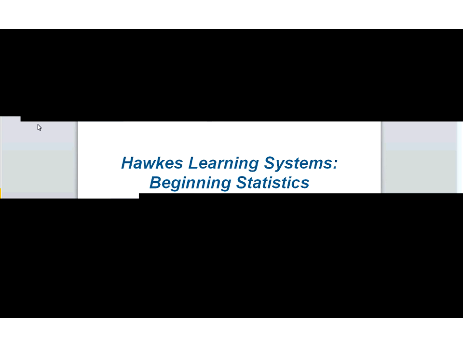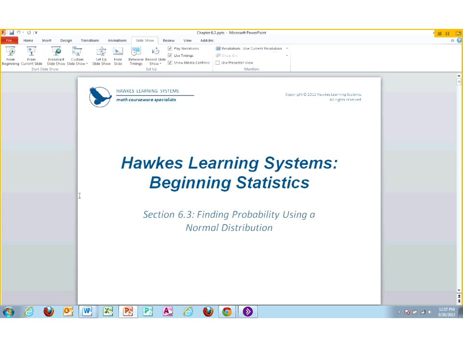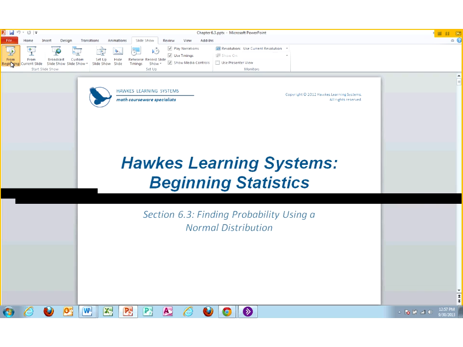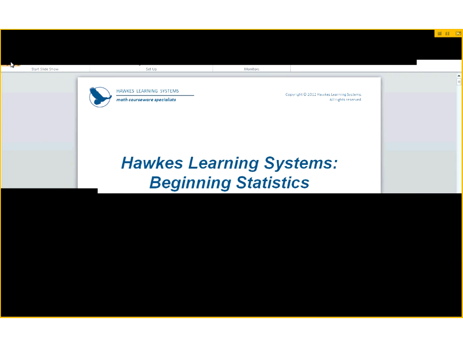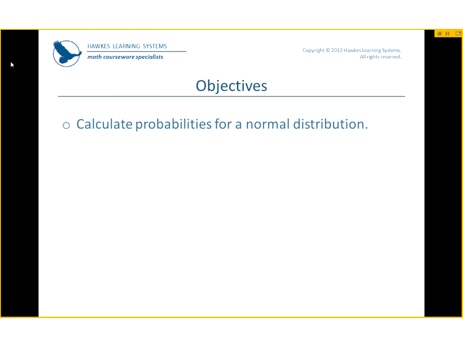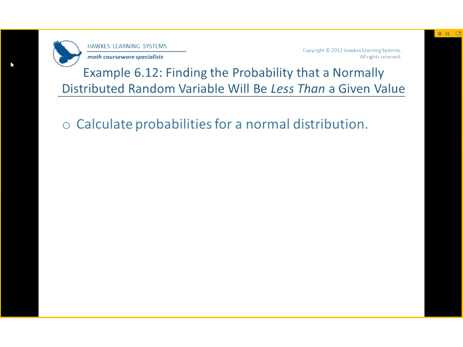All right, so we are going to be learning about 6.3, finding probability using a normal distribution. We're going to calculate probabilities for the normal distribution. If you looked at 6.2, I actually broke it up into 4 parts. So let's look at this problem.